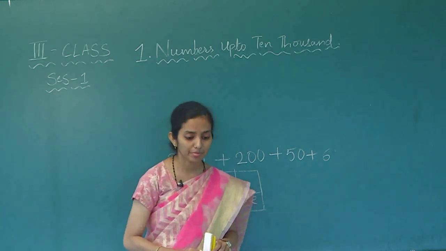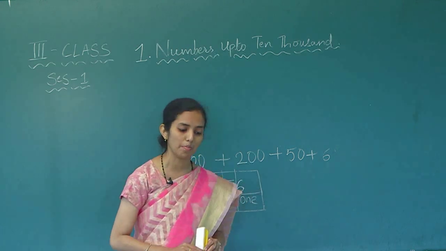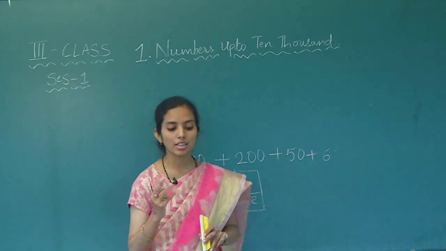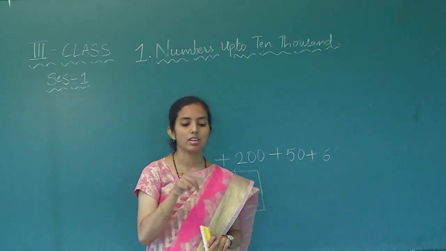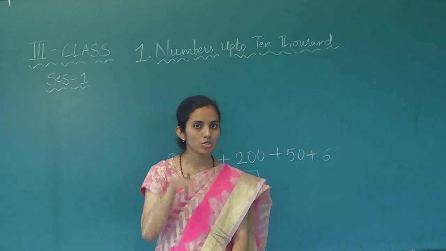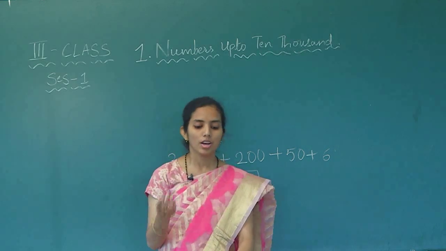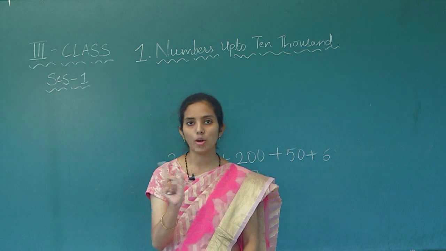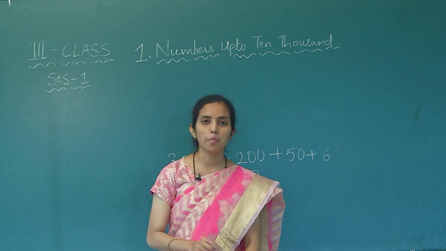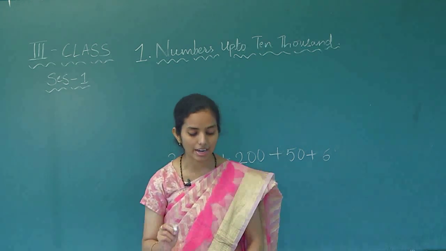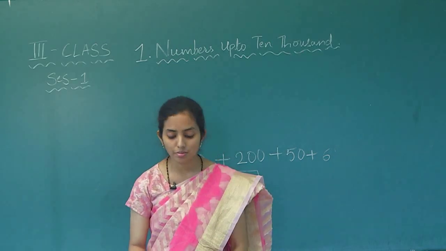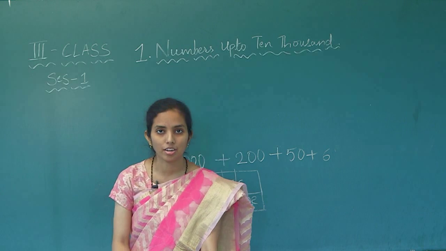In the same manner, he has given us one more example, that is 5 boxes. 5 boxes means 5 thousands, and 3 squares means 300, and 2 columns, that is 2 tens, that means 20. So what is the number here? And no ones, single boxes are not there, so ones place is 0. So the number is 5,320.